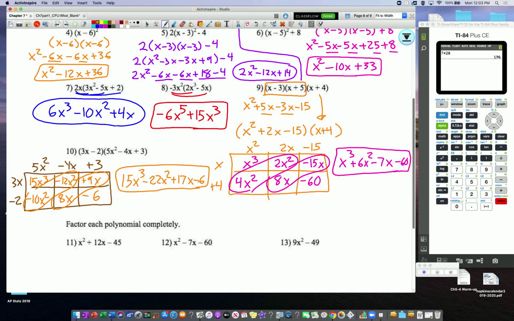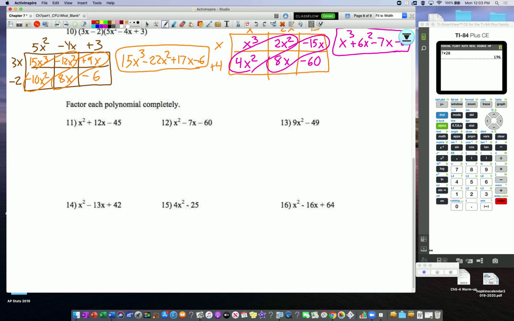All right, so the next set of problems, 11 through 16 here, are just like the second set, where notice how it's a leading x squared, or you have like difference of perfect squares. Okay, so let's just dive right into it. So this one we can go factors of negative 45 that add up to 12. 15 and negative 3 I believe are going to work. So I get x plus 15, x minus 3. I'm done. I don't have to do anything else.